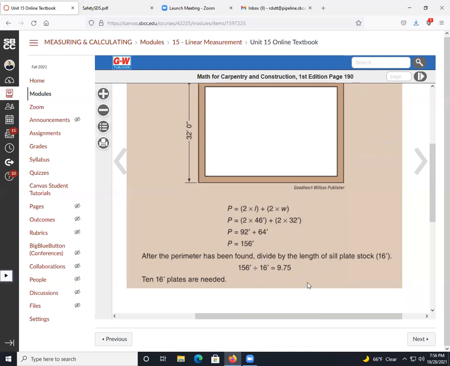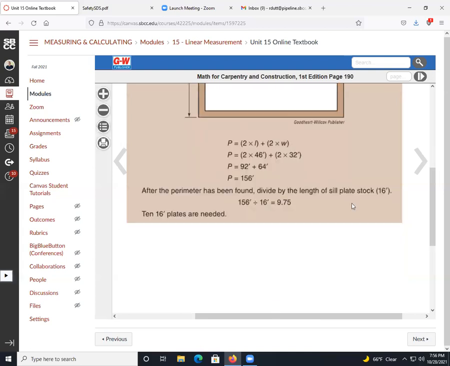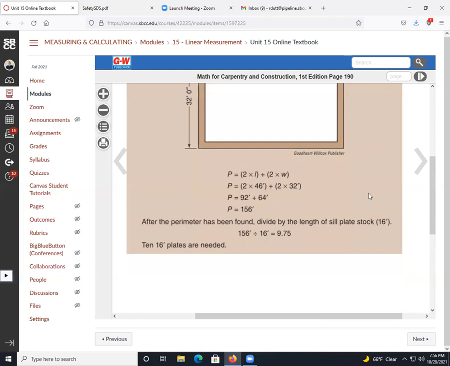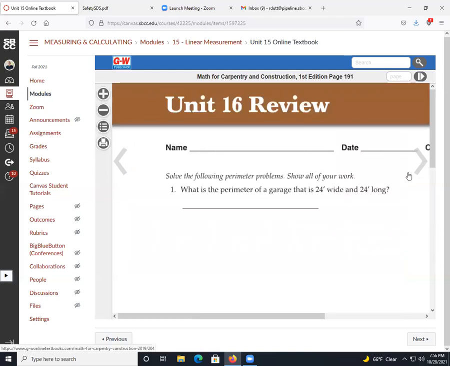How many plates you're gonna get? How many 16-footers you're gonna get? You get 10. Right? You'll have a little bit of waste. You'll have 3 inches of waste. That's pretty good utilization of material. It's very good utilization of material.